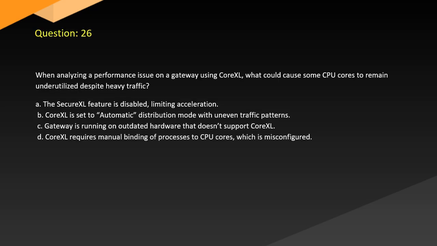Question 26. When analyzing a performance issue on a gateway using CoreXL, what could cause some CPU cores to remain underutilized despite heavy traffic? A. The SecureXL feature is disabled, limiting acceleration. B. CoreXL is set to automatic distribution mode with uneven traffic patterns. C. Gateway is running on outdated hardware that doesn't support CoreXL. D. CoreXL requires manual binding of processors' cores, which is misconfigured.